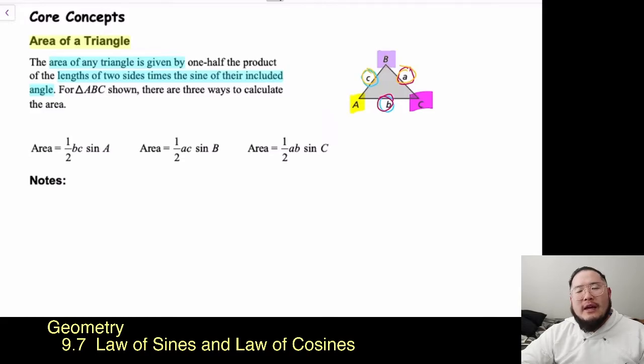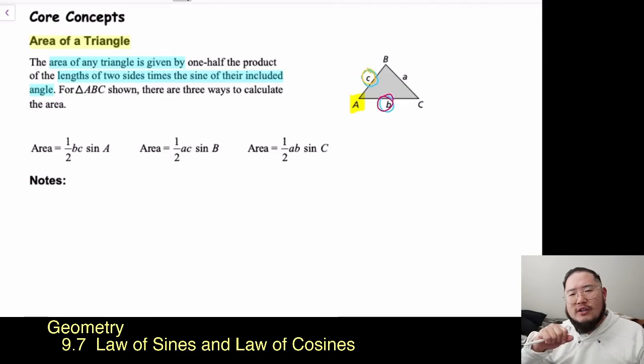Maybe they gave you the angle and they're saying, hey, find one of the sides. You could definitely do that. If they give you angle A and side C, then with the equation, you can find side B as long as they give you the area of the triangle. All right. So there is one other tip to finding the area of a triangle.